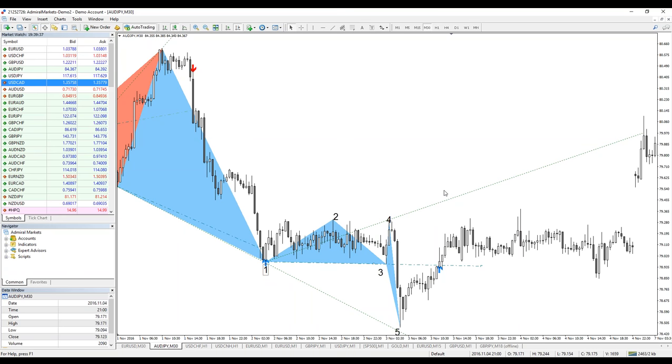But have in mind that EPA point, point 1 to point 4, is respected in volatile markets. So if the market is volatile, EPA point will be respected, but you need to wait for that, okay?